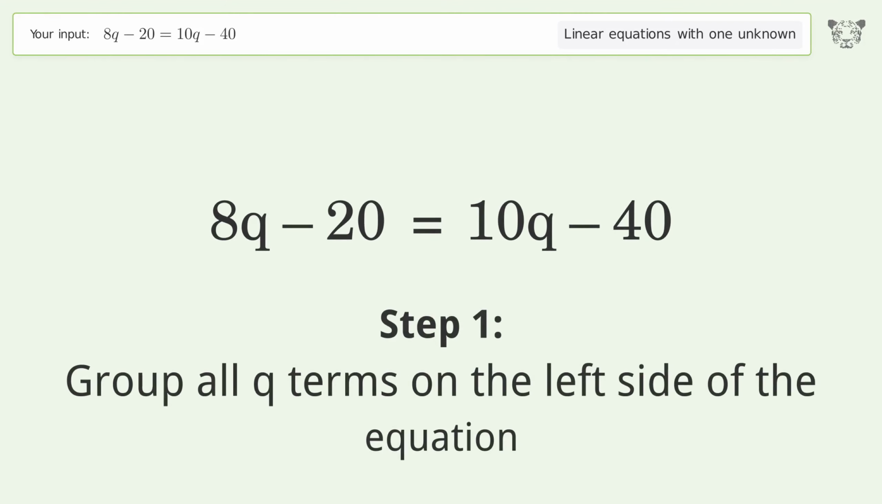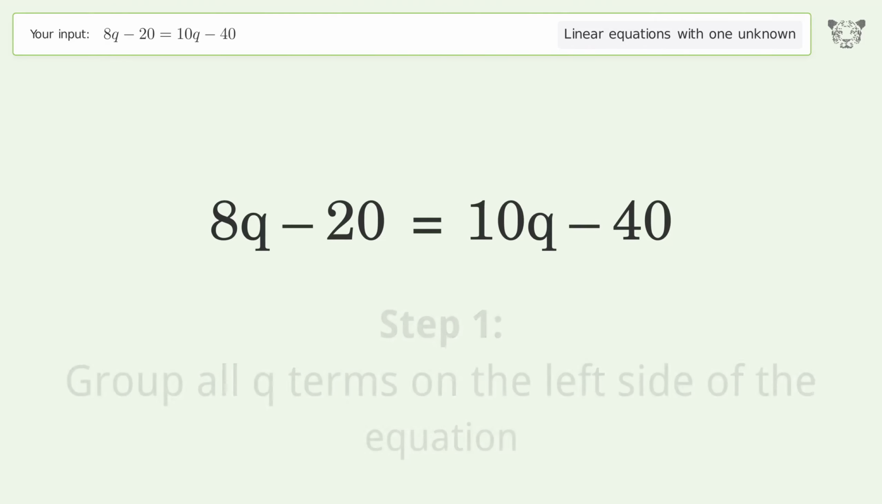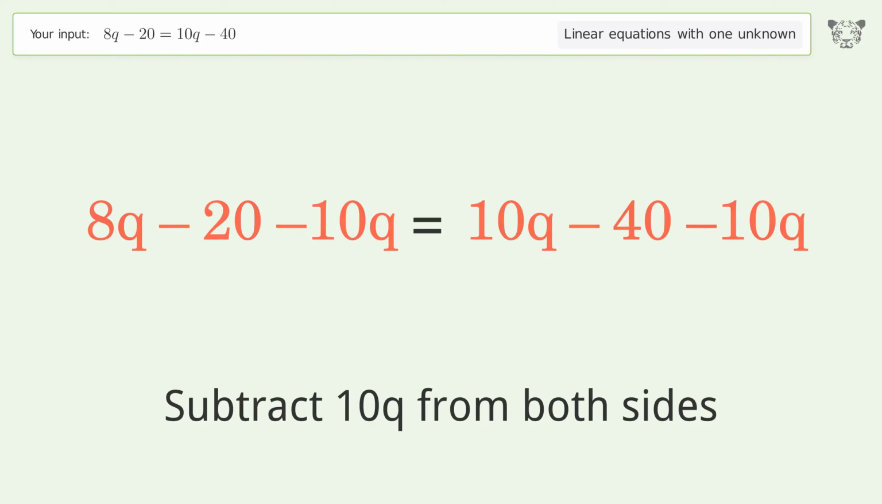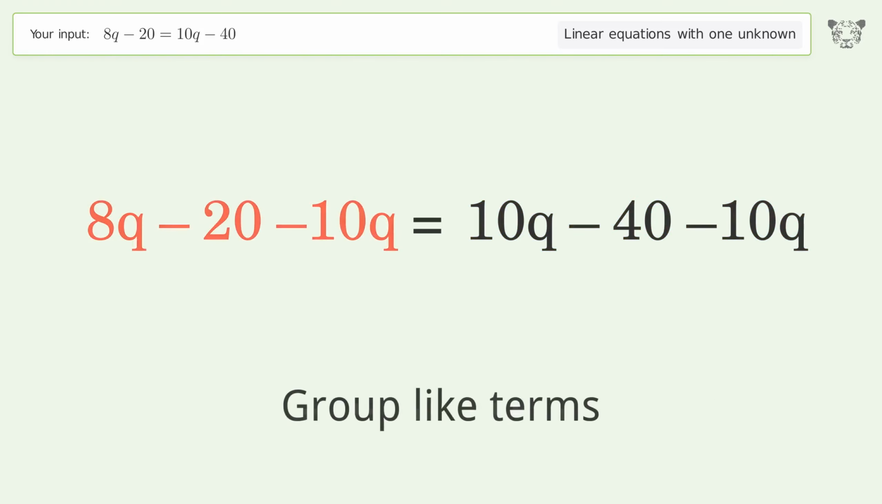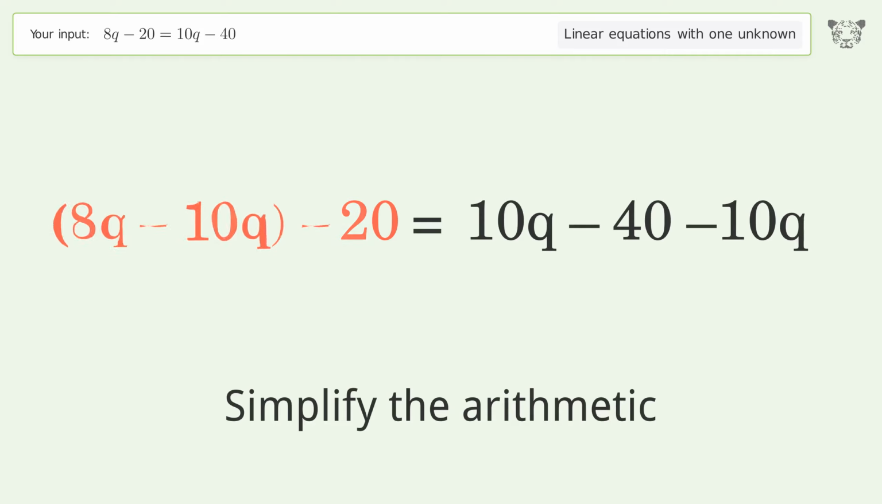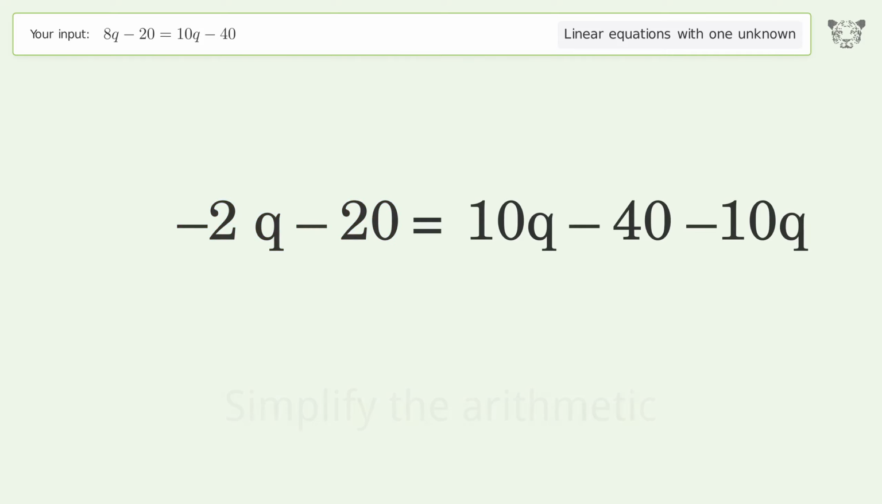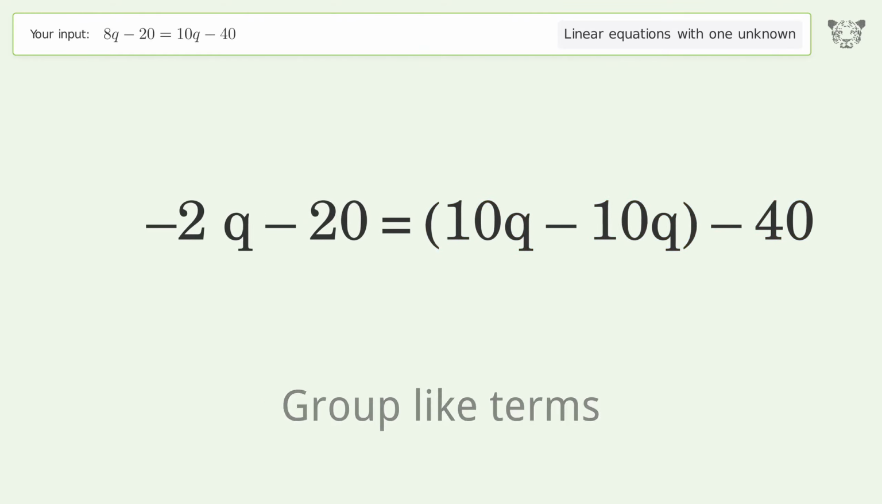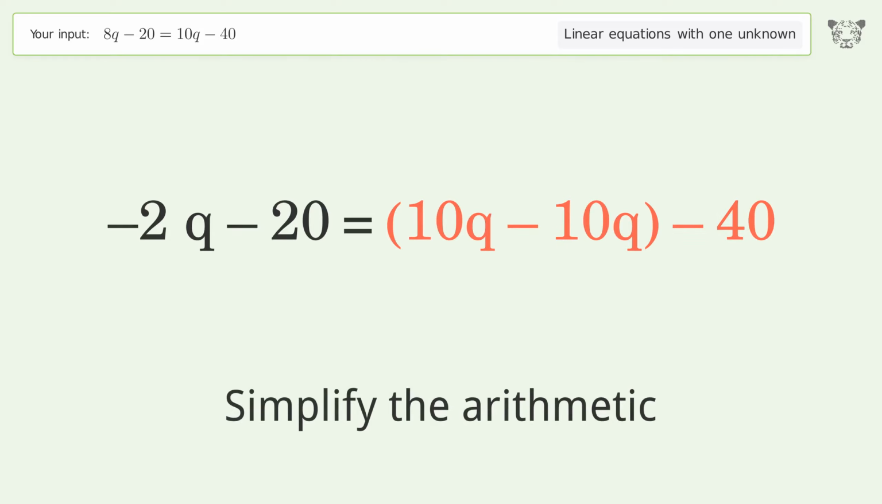Group all q terms on the left side of the equation. Subtract 10q from both sides. Group like terms. Simplify the arithmetic. Group like terms. Simplify the arithmetic.